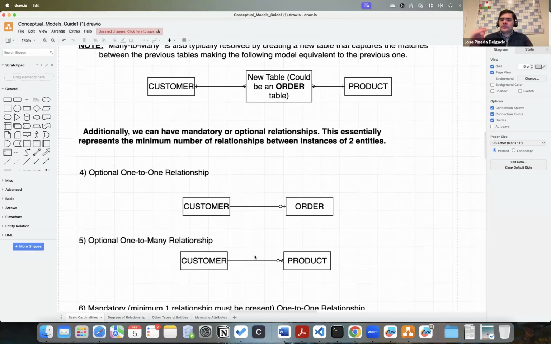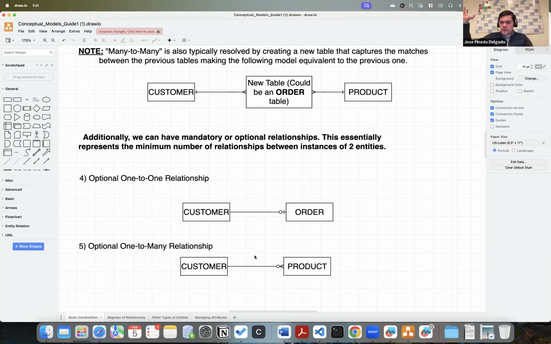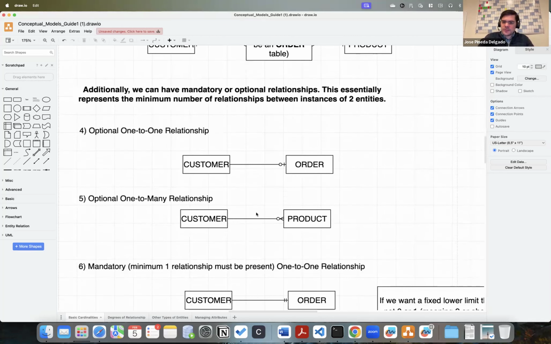But that is only talking about the maximum number of connections, saying the maximum is one or the maximum is potentially infinite. We can also specify the minimum by using what we call optional or mandatory relationships. So we specify that with a second symbol. That is this little circle that you see closer to the middle of the line.